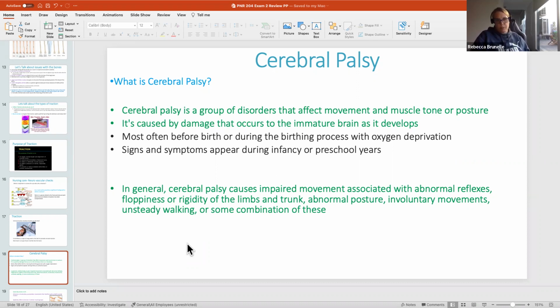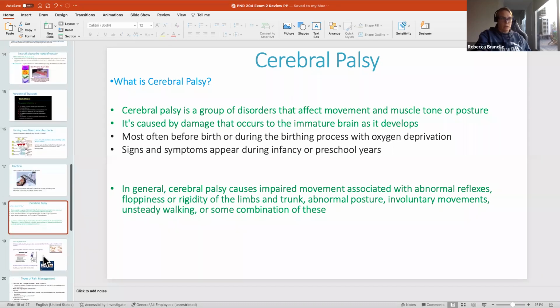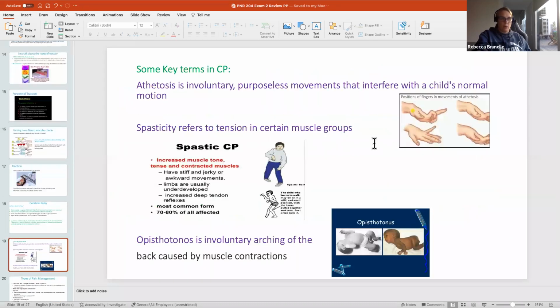So sometimes they can be diagnosed later, like preschool age years, or sometimes they're diagnosed right at birth. They have abnormal reflexes. They tend to be spastic and rigid with bad posture. They have involuntary movements, and they have a hard time walking. And often they have a combination of all of those characteristics. There are some key terms that you need to know about CP.